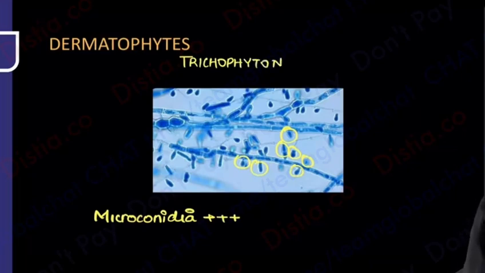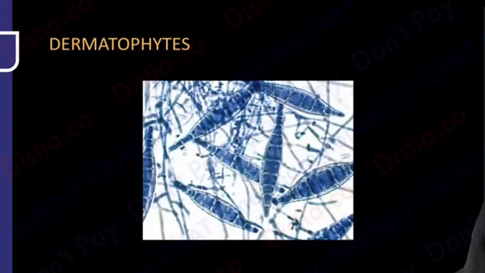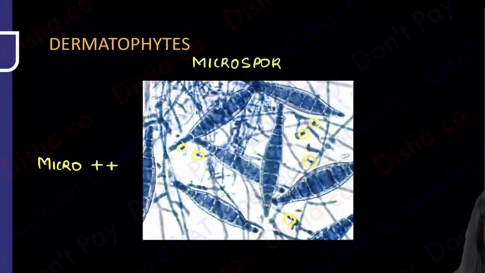Look at the next organism. In the next one also, I am seeing those tiny structures, but they've reduced. Don't you feel they've become a little lesser in number? They are there, but they are a little lesser in number. So when I talk about microconidia, they are there, but in moderate number. So what do I call it? I call it the next one, that is Microsporum.